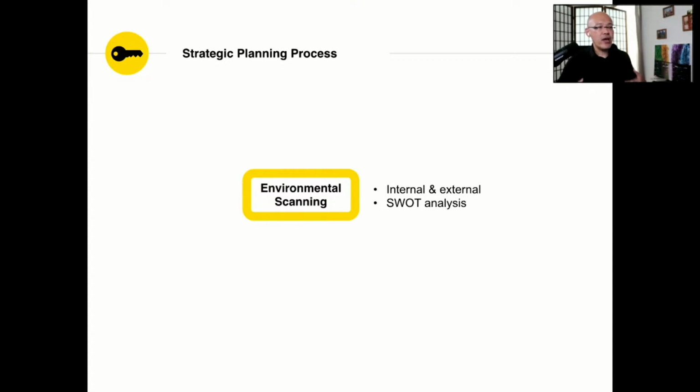Now, the environmental scanning process essentially looks at taking all this data and information, internally as well as externally. And what you then do is an analysis of it. Now, the analysis is what we call a SWOT analysis. There are many, many tools that you can use to do the analysis, but the one that is most widely used is the SWOT analysis.